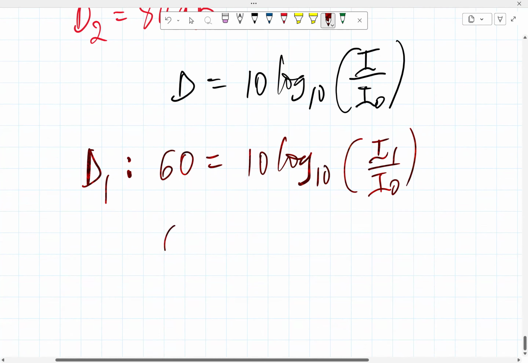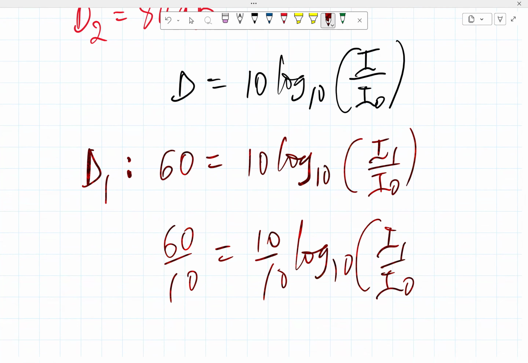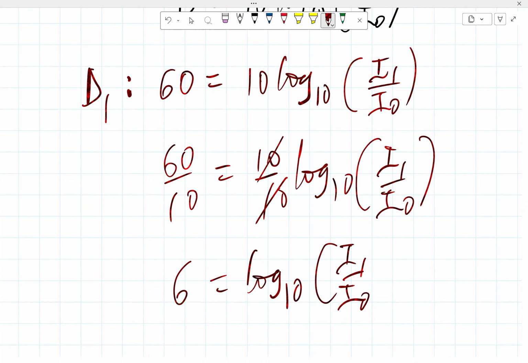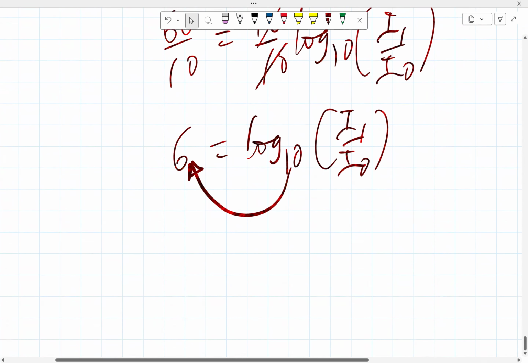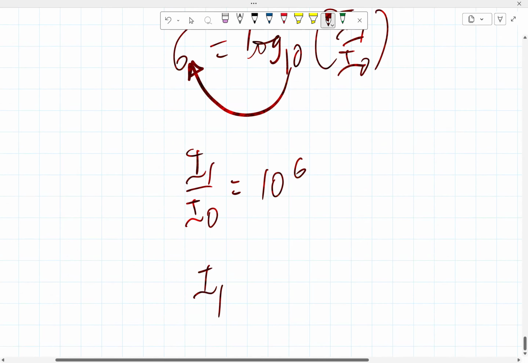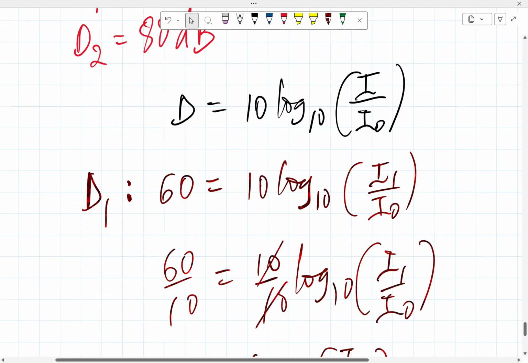We can divide both sides by 10. So we have 60 over 10 equals 10 over 10 log to base 10 into I1 over I naught. So this goes, and we have 6 equals log to base 10 of I1 over I naught, right? So in this case now, this 10 can carry 6 on its head. So we have I1 over I naught equals 10 raised to power 6. That means that I1 is equal to 10 raised to power 6 multiplied by I naught. So we can keep this now, okay? That's the initial 60 decibel sound.